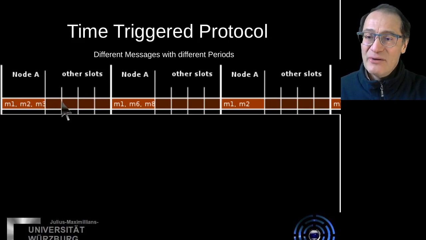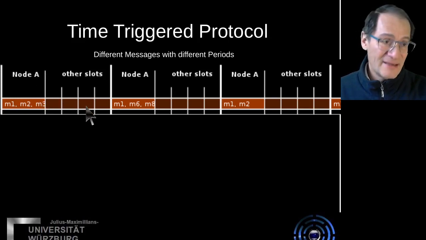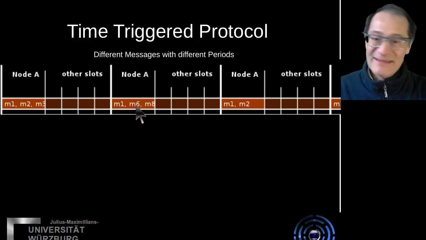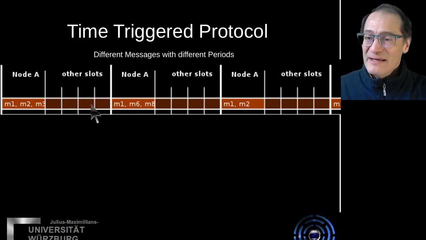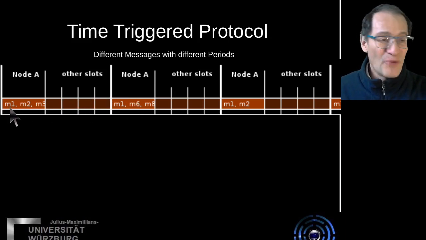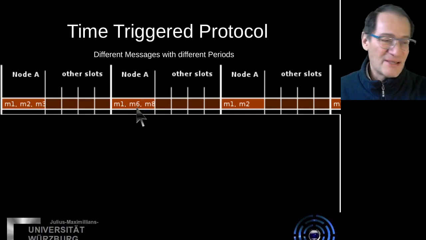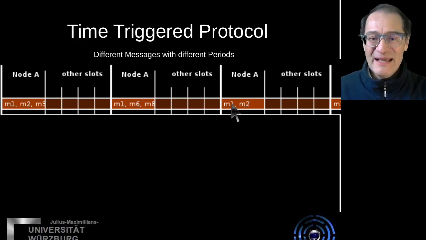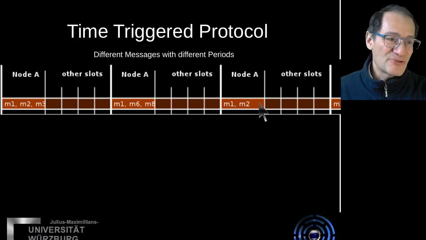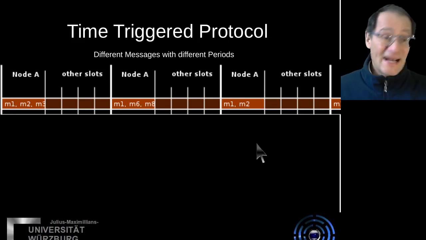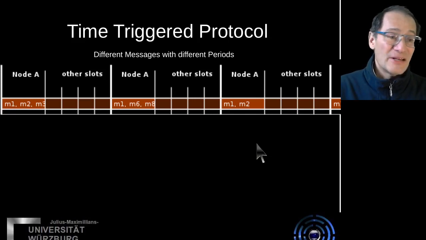And then all other nodes will get their time. Then I get my slot again, and I have to send message 1 in every slot. Then I send 2 and 3, not necessarily, but I can send message 6 and message 8. And then I get a slot again, and then I can send message 1 and message 2, and so on. So internally, every node can organize which message to send in every slot.